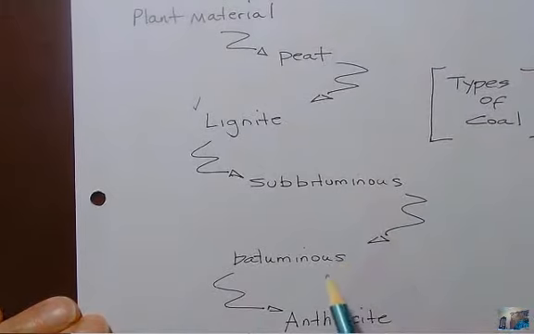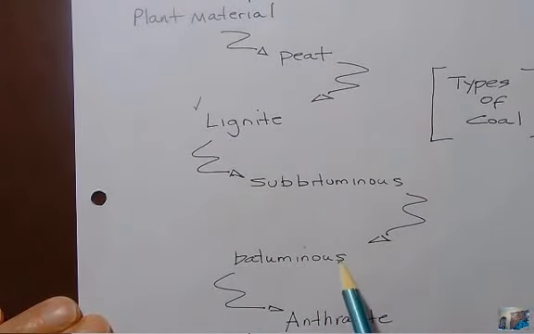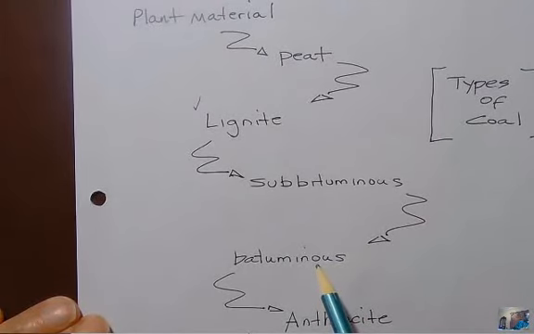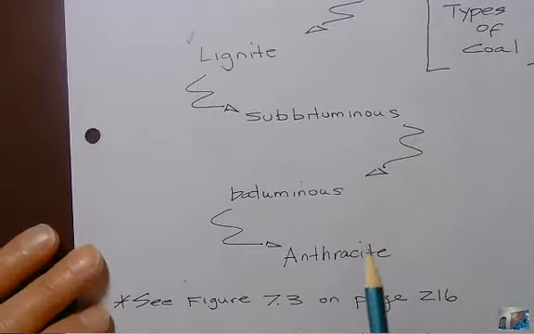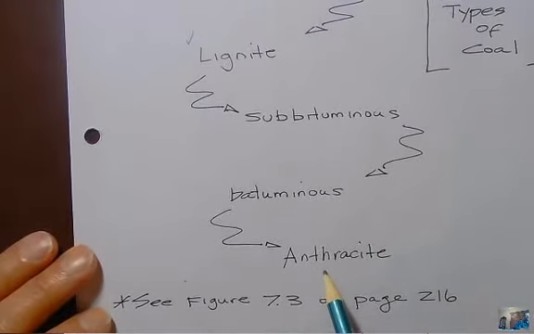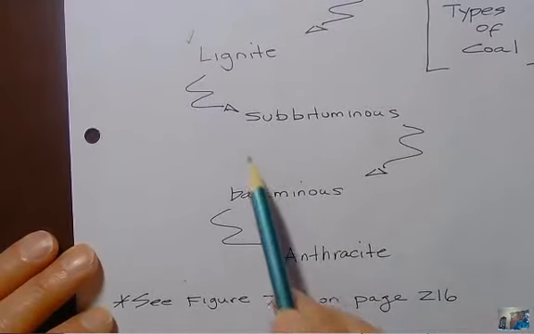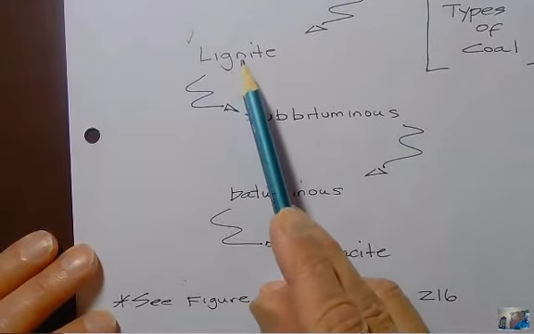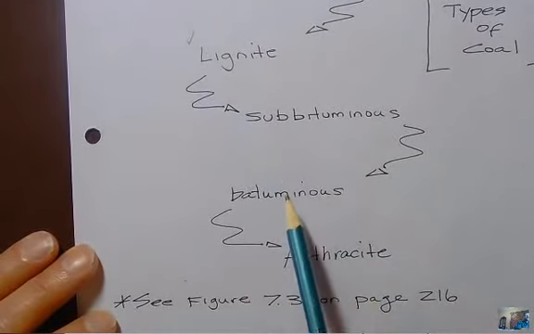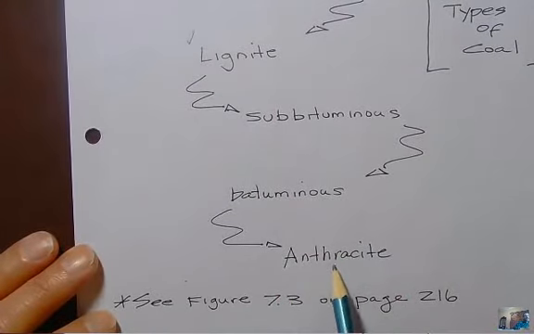After subbituminous, it goes to bituminous coal, so more millions of years. Again, it's going to get harder. And after bituminous, the last type of coal you're responsible for is anthracite. So it goes from lignite to subbituminous to bituminous to anthracite.